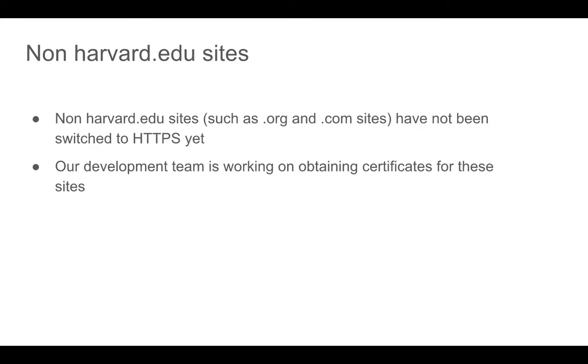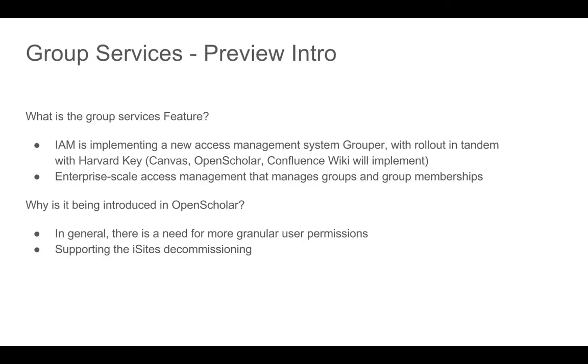And real quickly, we have implemented the switch for all harvard.edu domains. We still have yet to get to the .org and .coms. It's a bit of a manual process on our development team side, so they're working on it. We have to secure those certificates. But we've made tremendous progress so far, and it's really good that we've made the switch now, not only because Google is telling us that we have to, but because it's the right thing to do to just add that extra layer of security. So a little bit into group services.